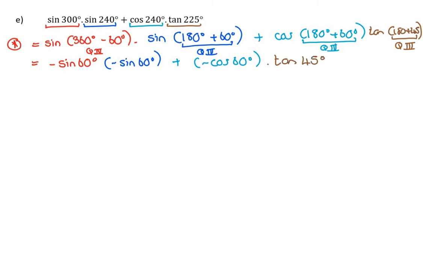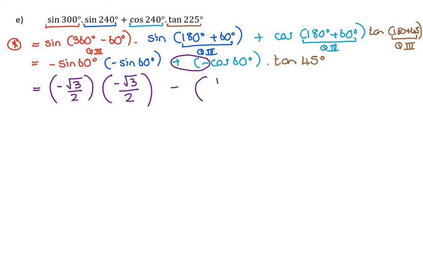So far that's generally worth 4 marks, 1 for each reduction. Now I need to do my special angles. You're welcome to use a calculator if you'd like. Sine of 60 is root 3 over 2. So I get negative root 3 over 2 and multiplied by exactly the same thing. So negative root 3 over 2. Now, these two signs will simplify to subtract. Cos of 60 is a half, and tan of 45 is 1.